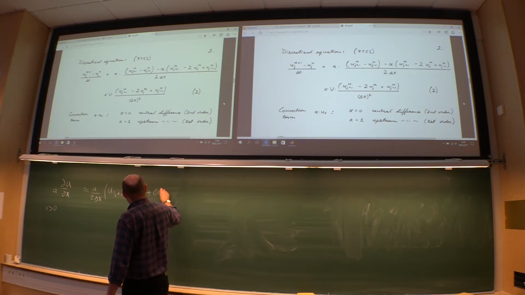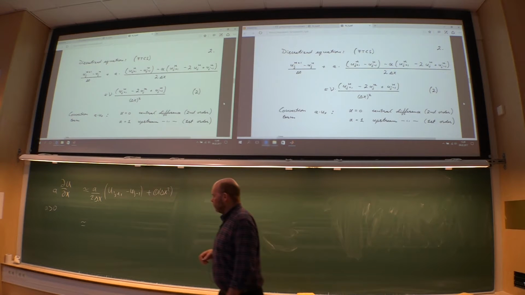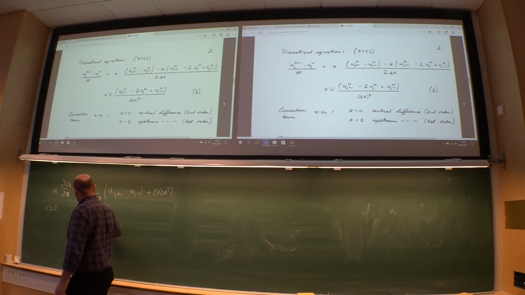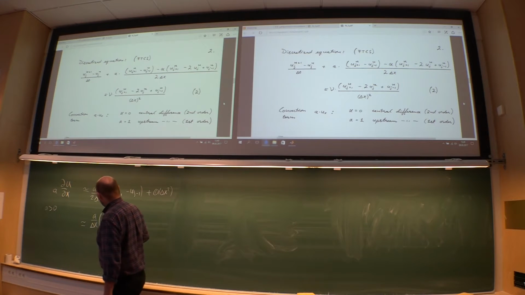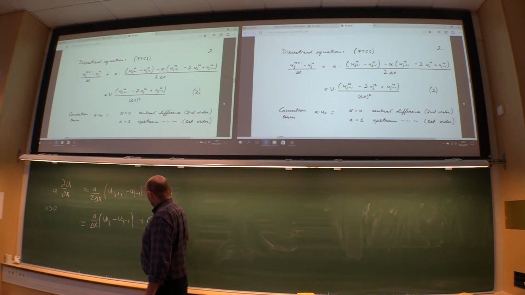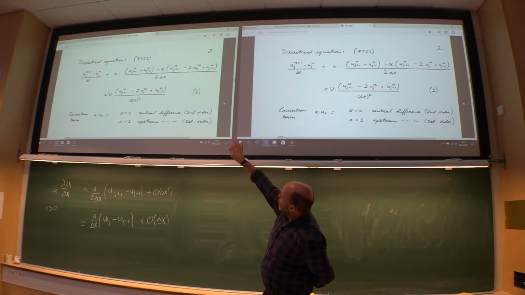Order delta x square. The other choice, first order upwind scheme. Then we use a over delta x, and we create the derivative by u_j minus u_(j-1). This one is only first order accurate. That was sort of the choice. But here I've written it in the form with an alpha.